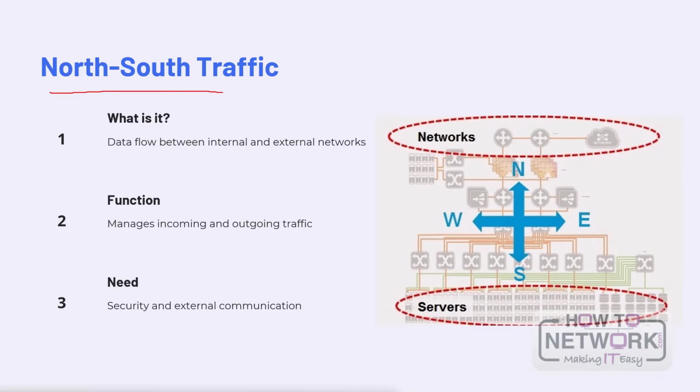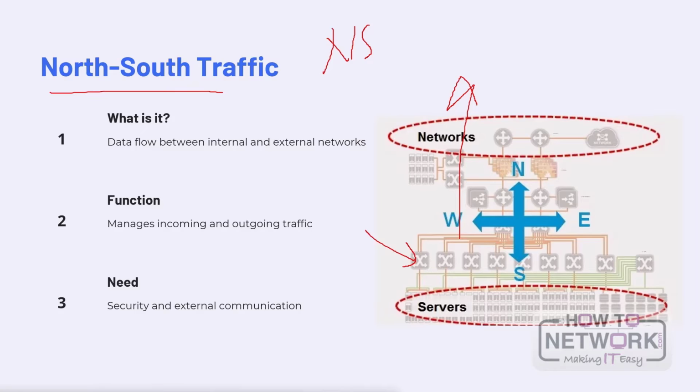So the first traffic flow is called NS traffic, or what we call north-south traffic. North-south traffic refers to the data flow between the internal network, let's say this one, and the external network, like that. This type of traffic is essential for communication with the outside world, allowing businesses to access the internet, connect to remote servers, and share data with partners. It also allows employees to access cloud-based applications, connect to remote desktops, and collaborate with colleagues outside the organization.